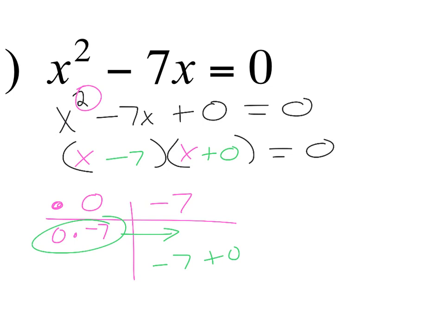So what are the zeros that'll make this equation true? Positive 7 minus 7 will be 0, and then 0 plus 0 will be 0. So your two solutions are 0 and 7.